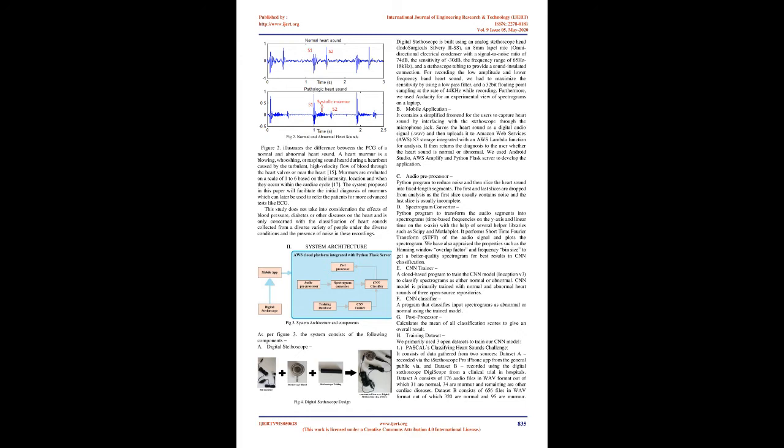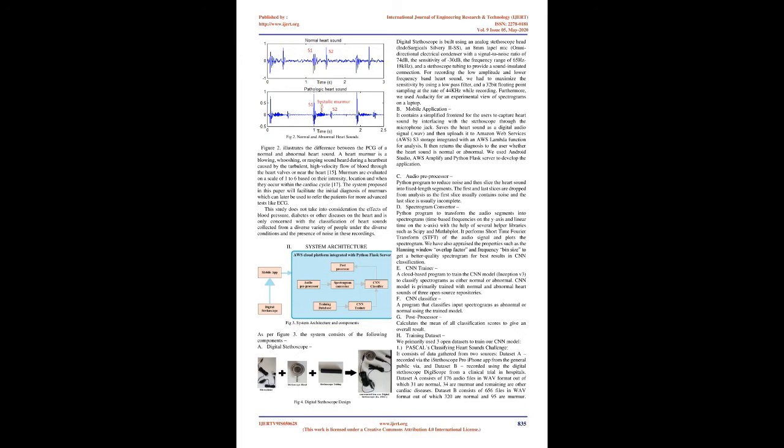E. CNN Trainer. A cloud-based program to train the CNN model, Inception v3, to classify spectrograms as either normal or abnormal. The CNN model is primarily trained with normal and abnormal heart sounds of 3 open-source repositories. F. CNN Classifier. A program that classifies input spectrograms as abnormal or normal using the trained model. G. Post-processor. Calculates the mean of all classification scores to give an overall result.